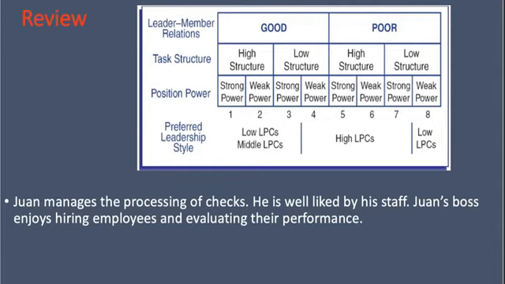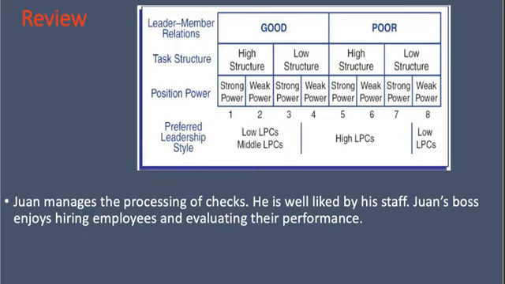Good relationship, high structure, weak power. They fall into situation number 2. So we have to recommend Juan work on tasks, right? Work on the task leadership side. So this is how we apply the contingency leadership tables to the situation analysis and provide a recommendation to the leaders to perform or demonstrate their leadership style.